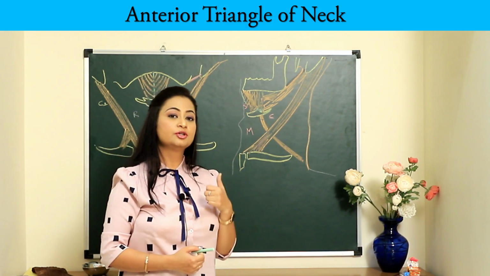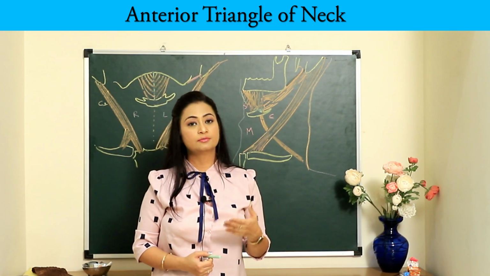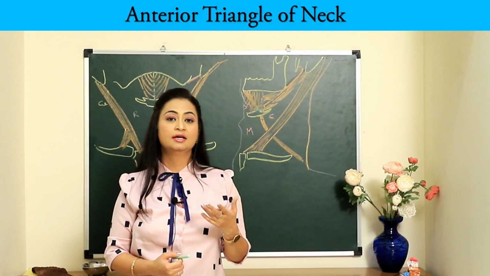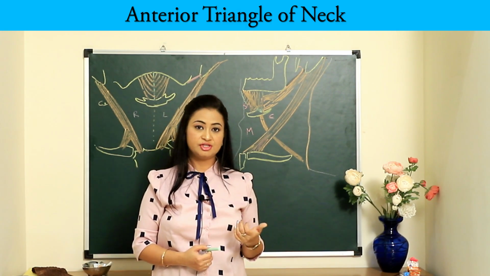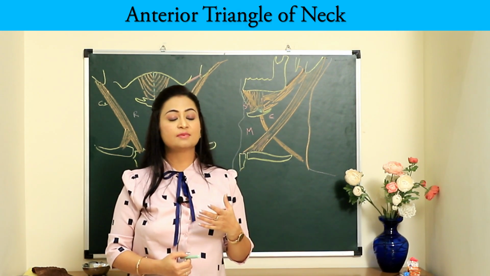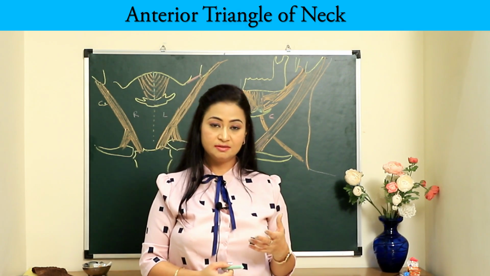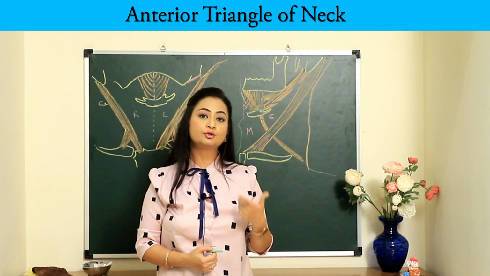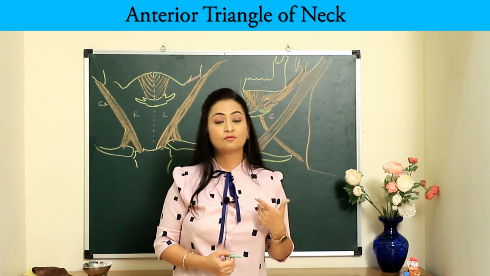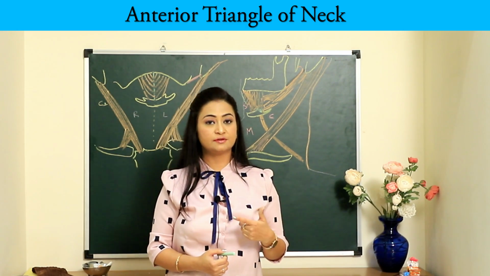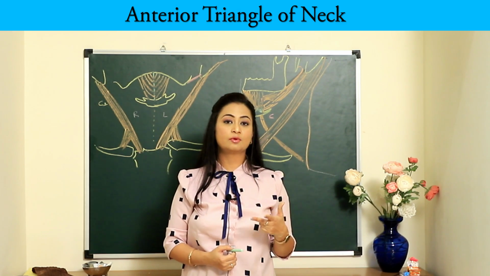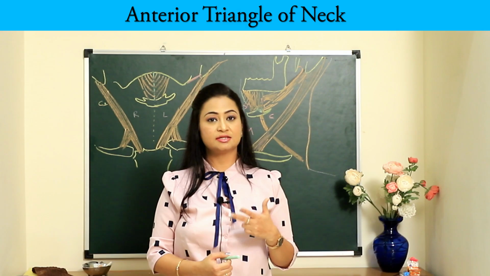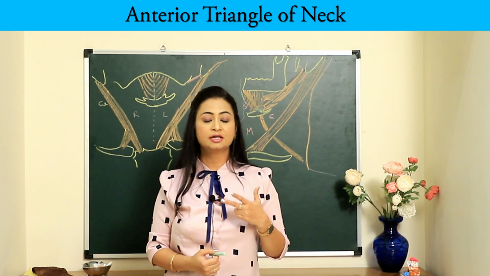Alright, now the roof of the triangle is formed by the skin covering this region, the skin followed by the superficial fascia and the platysma, fibers of platysma muscle, as well as the superficial nerves. That is, we have two superficial nerves over here. One is the cervical branch of the facial nerve, and the second one is the ascending branch of the transverse cutaneous nerve of the neck, right?